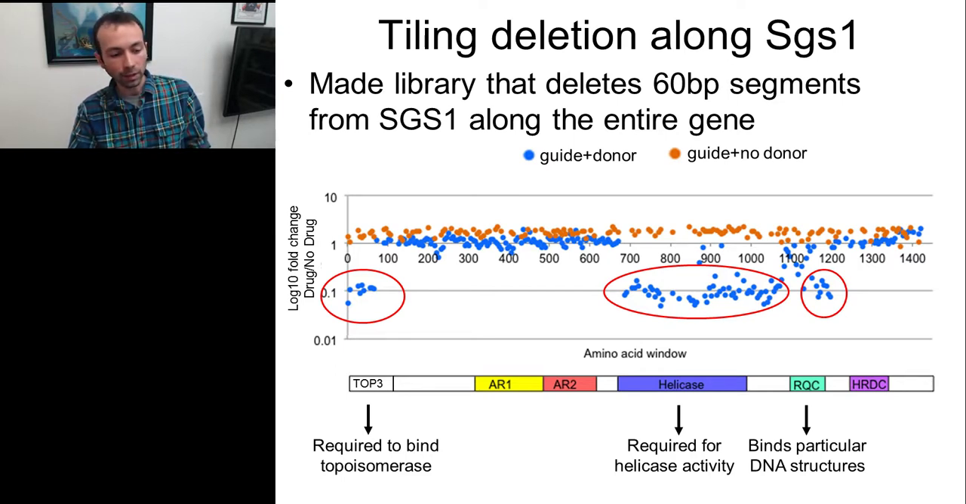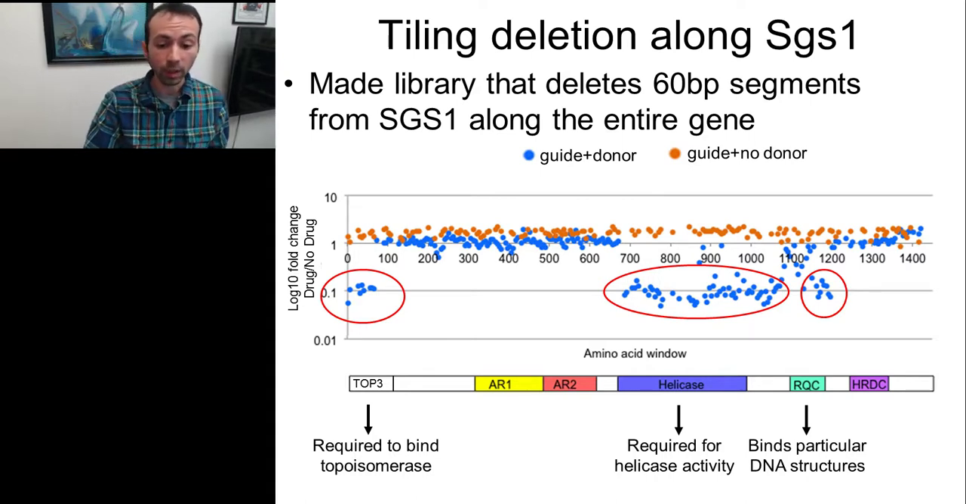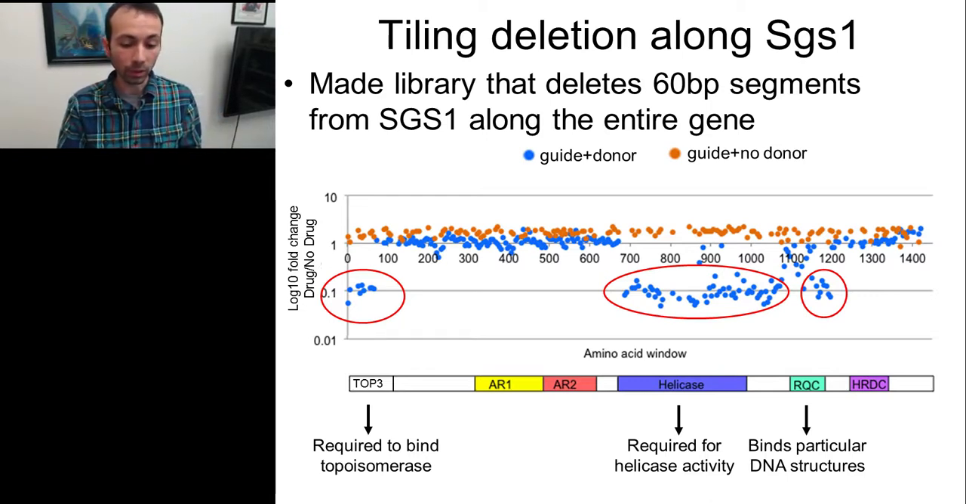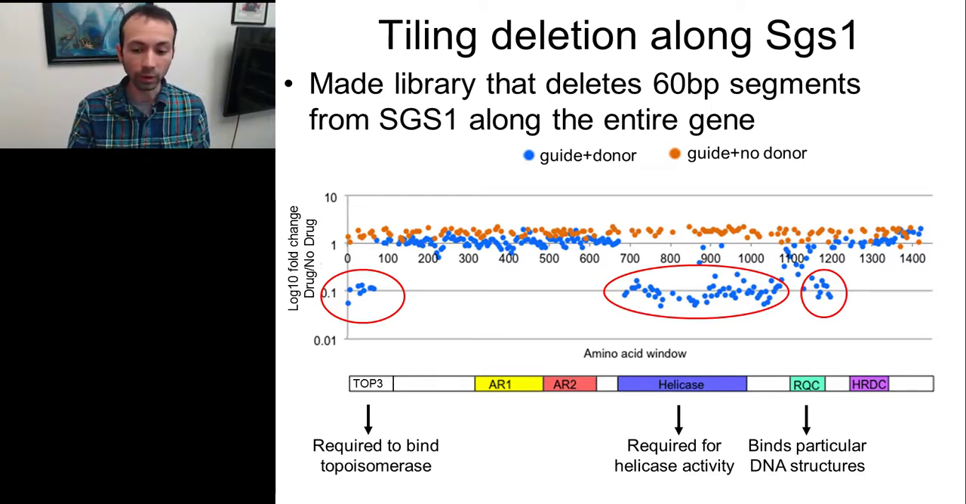And so on the y-axis, I'm going to show you log 10-fold change in cells that are growing in drug versus no drug condition. And once again, what we see is that some of the blue dots get depleted. In particular, the regions of SGS1 that correspond to the top 3, the helicase and RQC binding domain, seem to be less fit when deletions are caused within them versus deletions within any other part of the protein, which is known from previous literature. In addition, the guides that were against SGS1 but didn't have a donor to cause a deletion didn't see any fitness effects between the drug and no drug condition.